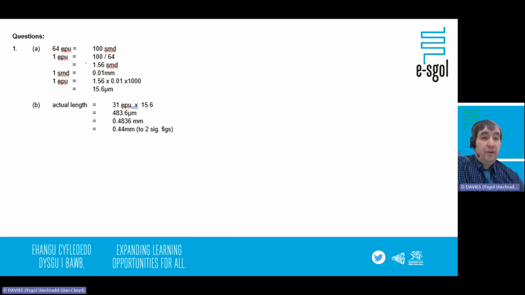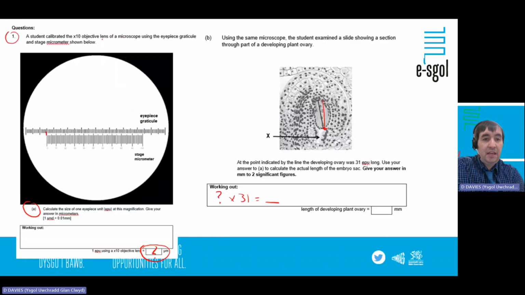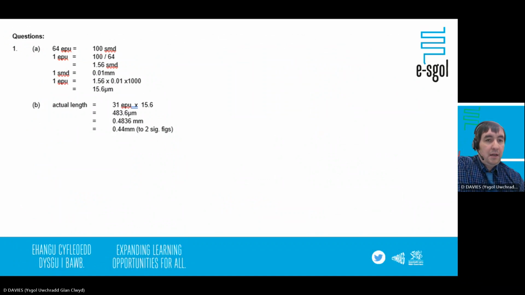Okay, so they've gone really long here. 64 eyepiece units is 100 stage micrometer units. They've used the entire stage micrometer, which has taken us all the way to 64, not 65. Then stage micrometer divided by eyepiece, 1.56. One stage micrometer unit is worth 0.01. Multiply by 1,000, so that's converted me to microns. So that is the value of 1 eyepiece unit.